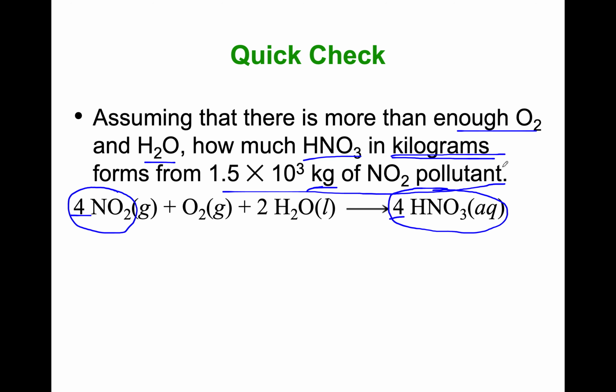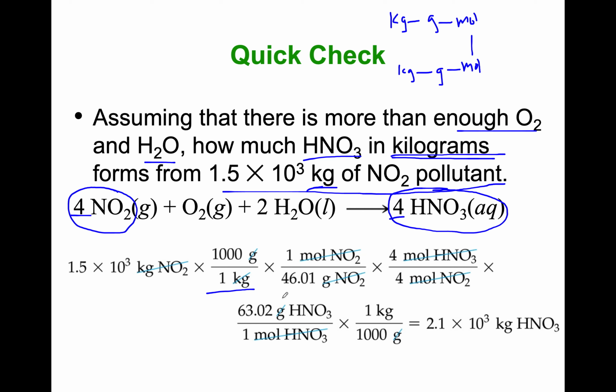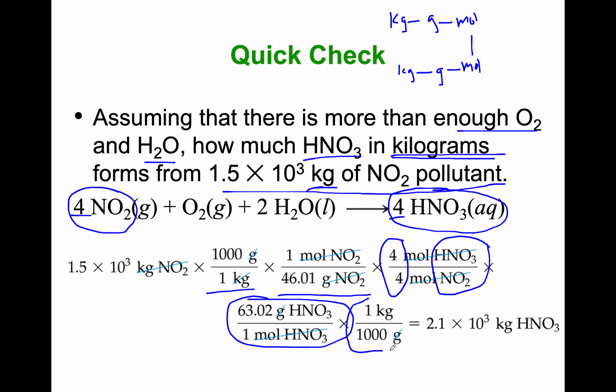Okay, so our pathway: kilograms, grams, moles, moles, grams, back to kilograms. This is our roadmap that we're going. And if you take a look here, metric conversion, molar mass gets us to moles. I know this doesn't change the value. 4/4 is just 1, but it changed the unit. That's the big thing here. And then we go back to grams by molar mass and go back to kilograms by metric conversion. So that's our total kilograms of nitric acid.